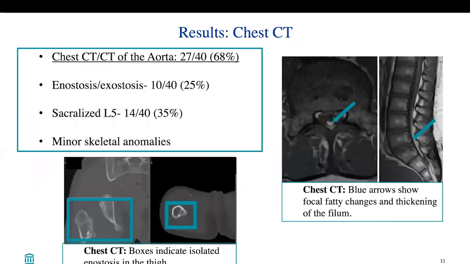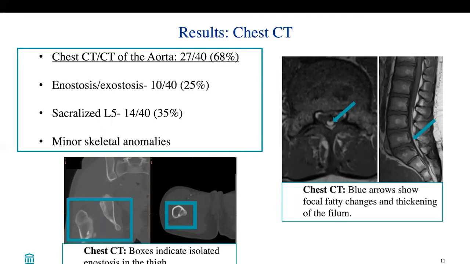So now to talk about chest CT results. In this cohort, there are 27 patients with a chest CT or CT of the aorta. This number will increase over time, considering that most patients do not get these scans until they are 7, and 43% of this cohort is between the ages of 0 and 7. These scans are highly valuable for this project because many of them allow us to have different views of the spine as well.